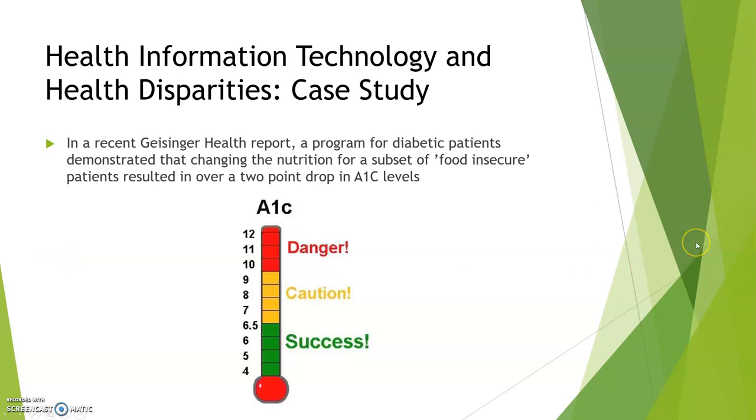And lastly, to kind of drive the point home, in a recent study or health report, a program for diabetic patients demonstrated that changing the nutrition for a subset of food insecure patients resulted in over a 2-point drop in your A1C levels. And remember, your A1C is essentially a 3-month average of your blood glucose levels. So in most cases, your primary care physician, when they draw your blood and they analyze it, they want you to be operating normally between 4 and 6.